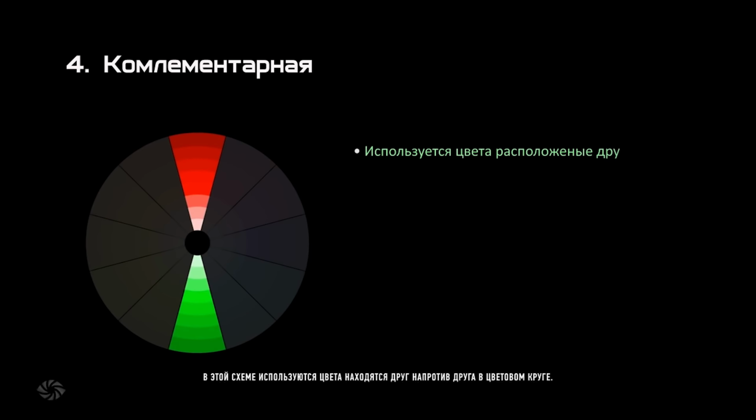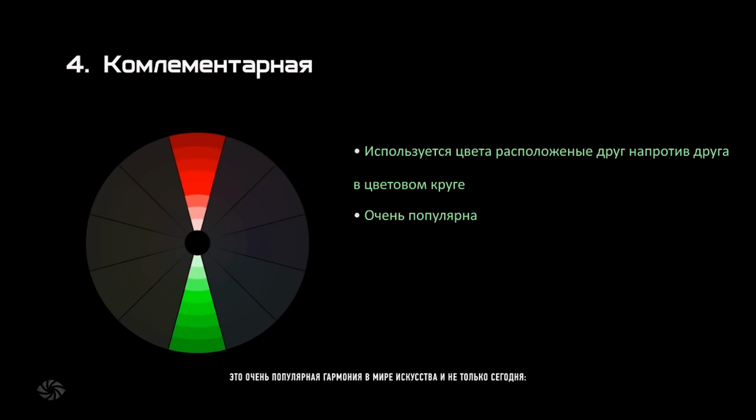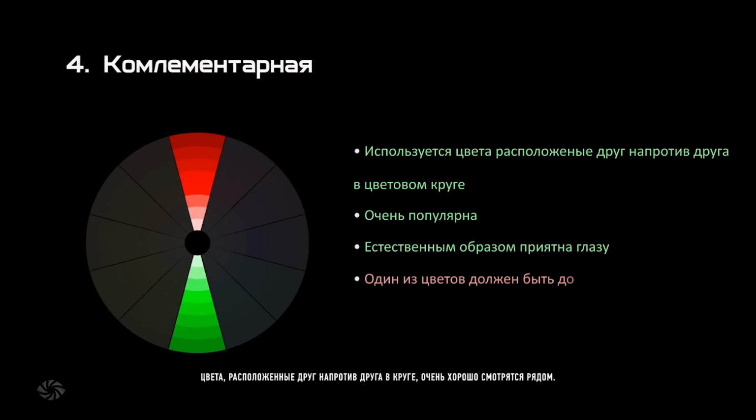All right, number 4, complementary. This one is probably one I'm sure you've all heard of before. It's basically colors that are opposing each other on the wheel. So it's very, very popular. A lot of artwork, not only today, but throughout history, use complementary color schemes. It's just naturally pleasing to the eye. Colors that are opposite to each other on the wheel just look better. I mean, they just look nice next to each other.